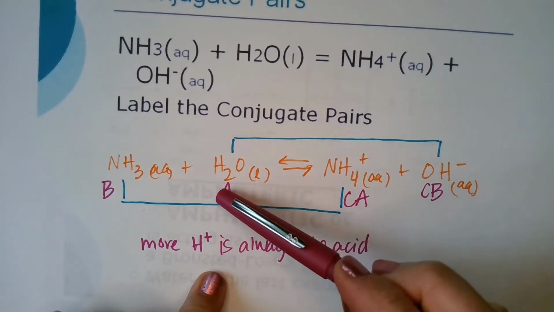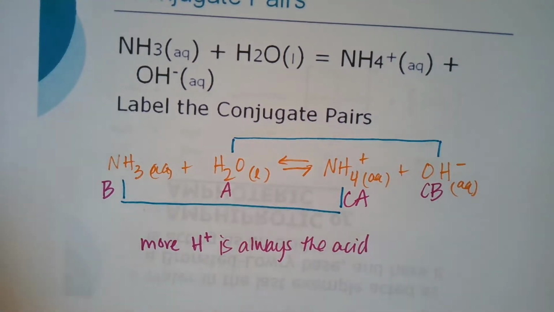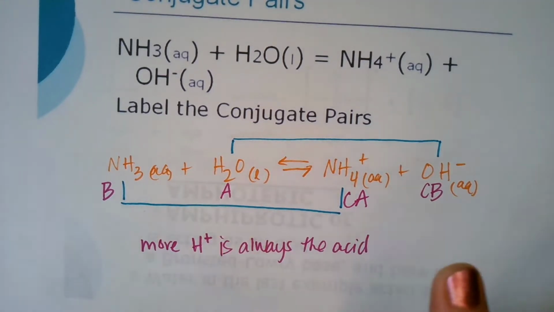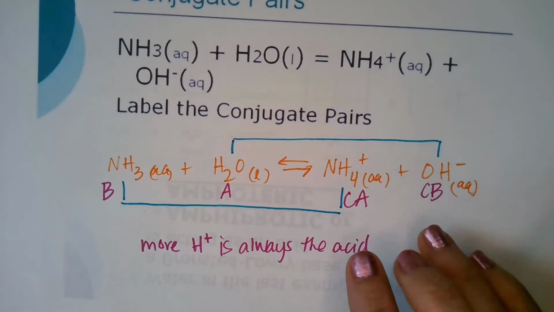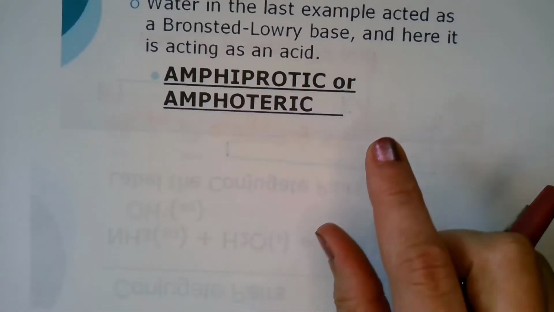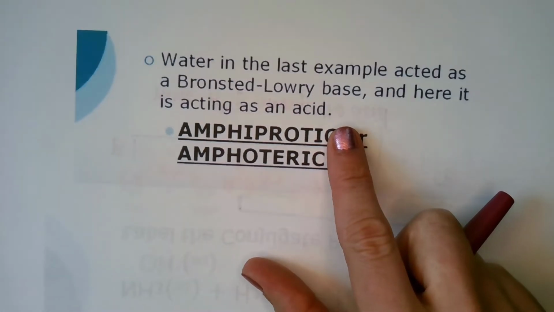Notice I have 2 H's and I have 1 H. So this is more H's. This has got to be my acid. So therefore, this is my conjugate base. There will always be 1 acid and 1 base on the left side, and 1 conjugate acid and 1 conjugate base on the right side.